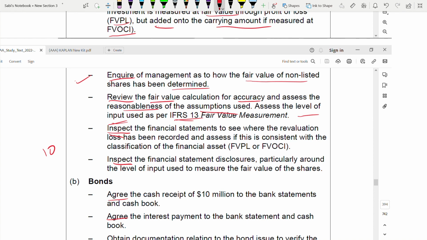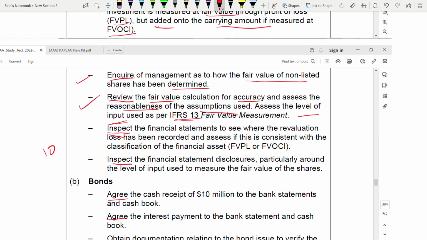Level 2 is in between level 1 and level 3. It is not for exactly identical products, but with some adjustments you will get it. It's for similar products, you might get the fair value. So the level of input, we don't know yet whether it is level 1, 2 or 3. So you have to assess the level of input that has been used, as per IFRS 13.